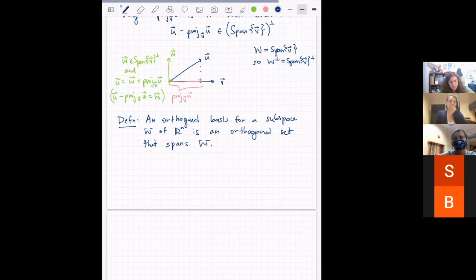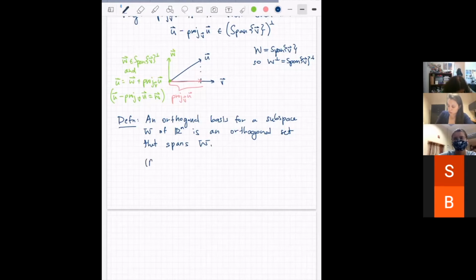Remember that an orthogonal set was just a collection of vectors that are pairwise orthogonal. If you took any two distinct vectors and compared them, they would be orthogonal. We showed last time that orthogonal sets are linearly independent, so we automatically get that this orthogonal set is linearly independent. And if it also spans W, then it's a basis for W.